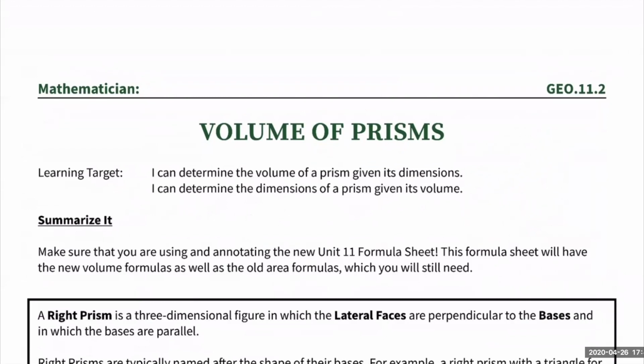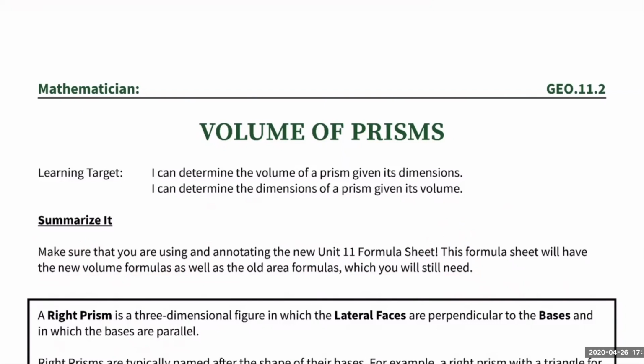Now, on that topic, we're talking about formulas. I do need to make an announcement up front. Make sure that you are using and annotating the new unit 11 formula sheet. Please, people, please use the formula sheet, right? Reason being, one, there are new volume formulas that are being added on in this update. So you're getting those in addition to the old area formulas, right? If you're just using the old one, you're only gonna have the area formulas. We've got like 3 or 4 new volume formulas that we're gonna use. So make sure that you have those volume formulas in your updated formula sheet, right? You can find that in Canvas.